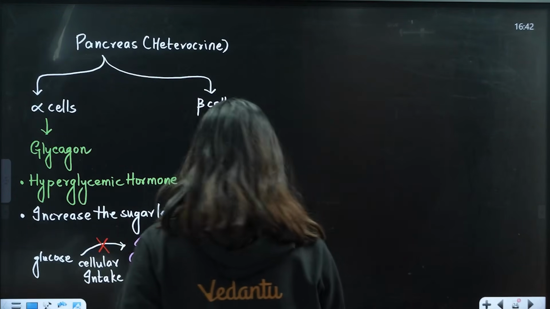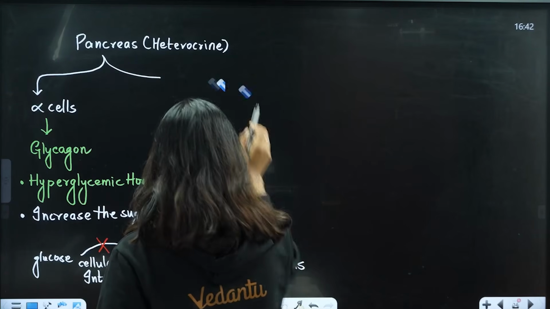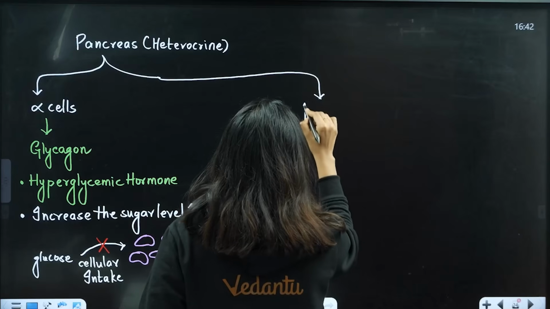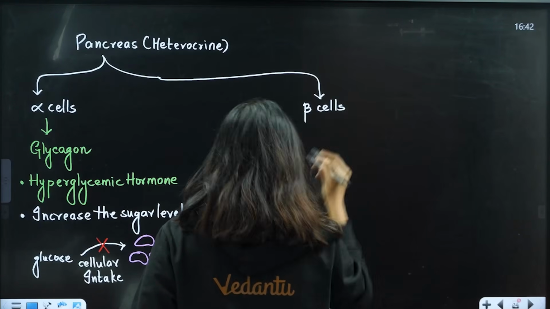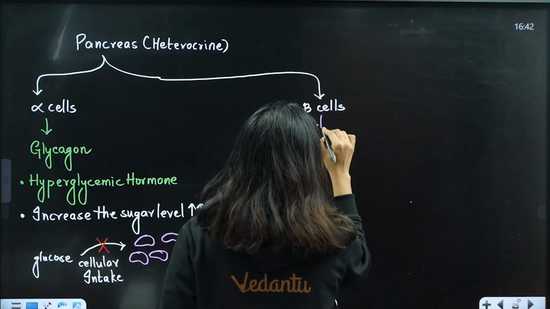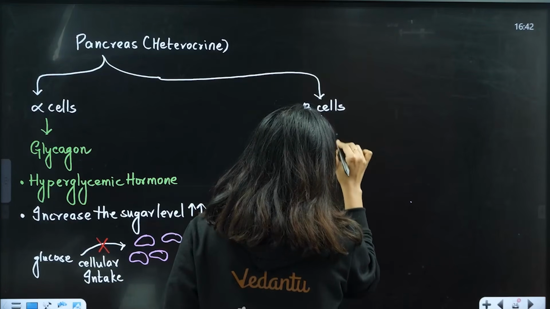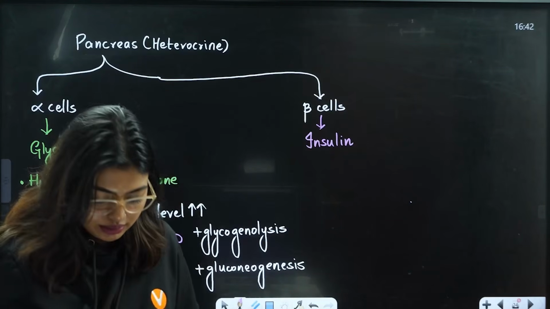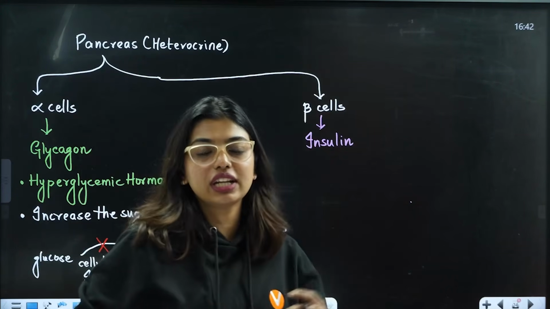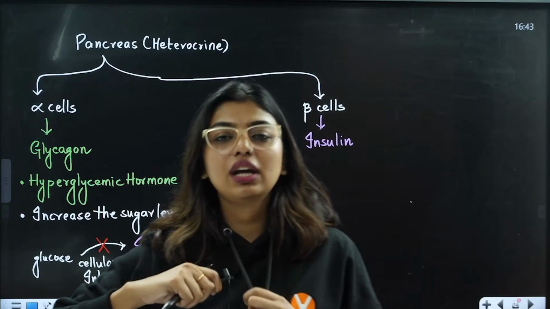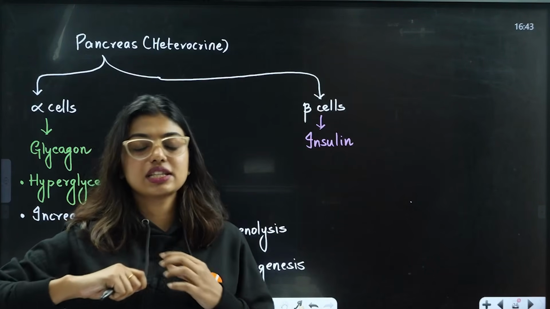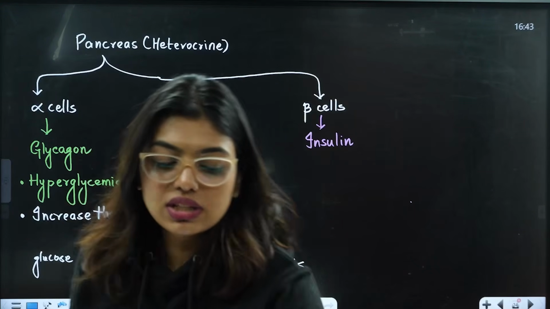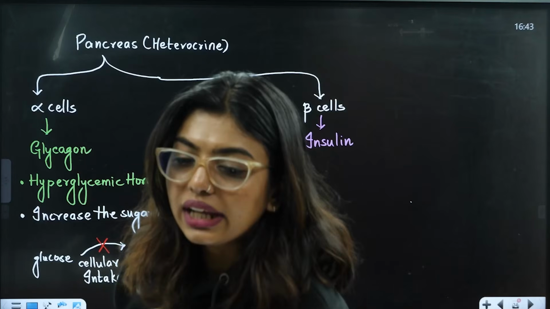Now comes your beta cell. Beta cell, here you have insulin. We all know that when a person has diabetes mellitus, we tell them, please take insulin injections. It is to decrease the glucose level, because we know diabetes mellitus is caused because of the glucose level. So we tell them that you have to take insulin injections.